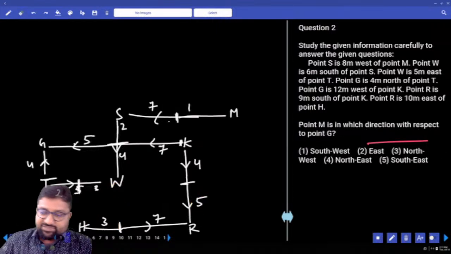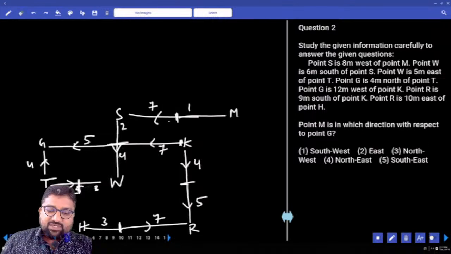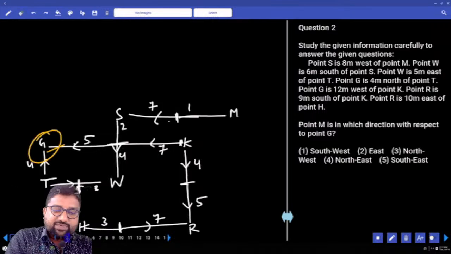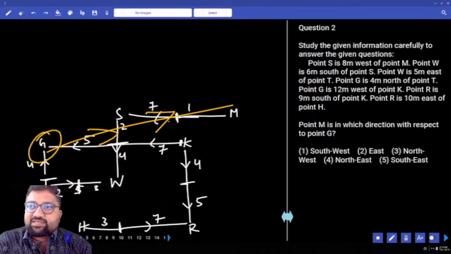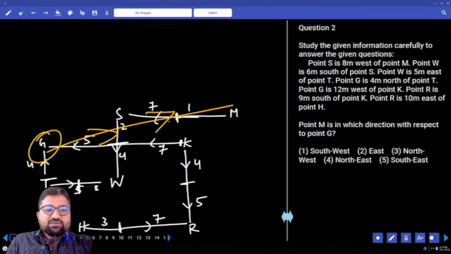Next, second question. Point M is in which direction with respect to G? I'm going diagonally towards top. Top is north. Diagonally right is east. What's the answer? Northeast.